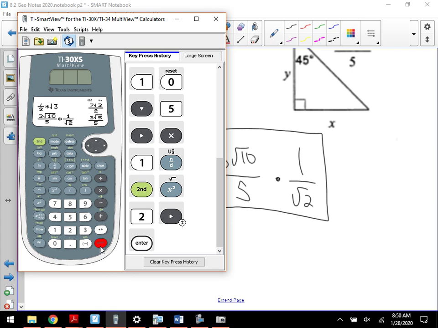Okay? And that gives you both sides across from the 45. All right? That one's a little weird, but as you look at it, it's not terrible, though. I hope.